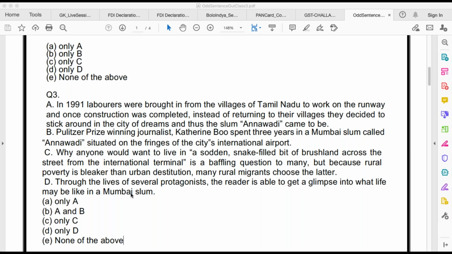And sentence number A talks about how did this place come into existence. Sentence number A talks about how did slum came into existence. Sentence B talks about someone's decision to stay in this slum. Sentence number C questions that why would anyone like to stay in this place. D is talking about the life of slum, but it is in no way related to what Catherine Boo has initiated as a link between A, B, and C.